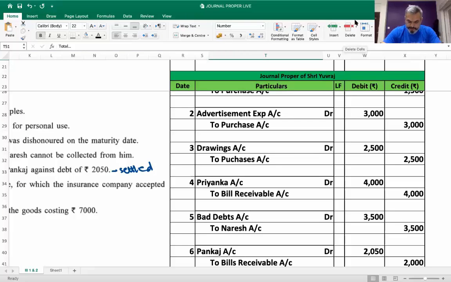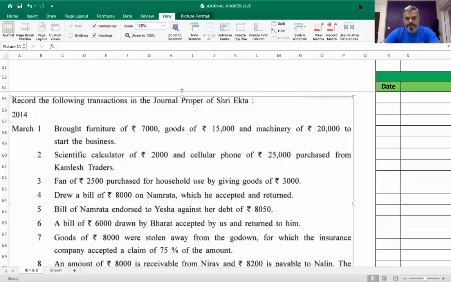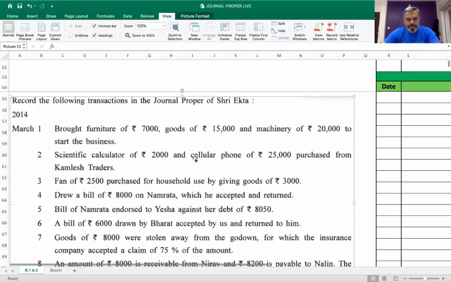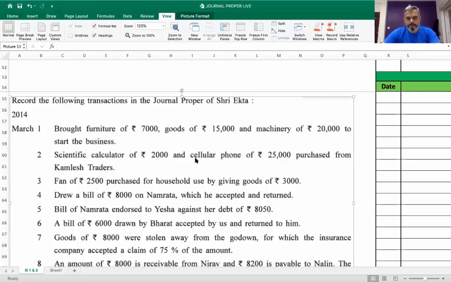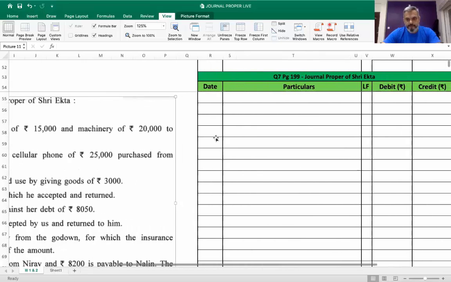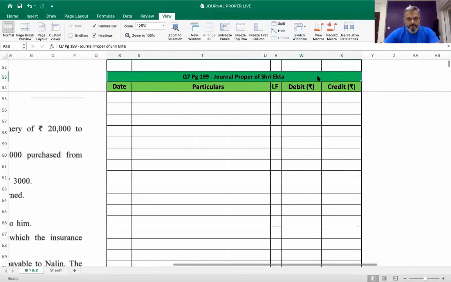Now we will be doing question number 7 on page 199. Although the sum is already there in my recorded video lecture, it's a typical sum, so I'm covering it once again in my live session right now. So make the format for question number 7. Mark this sum important for exam. Question number 7, page number 199. Record the following transactions in the journal proper of Sri Ekta. So write the heading, journal proper of Sri Ekta.